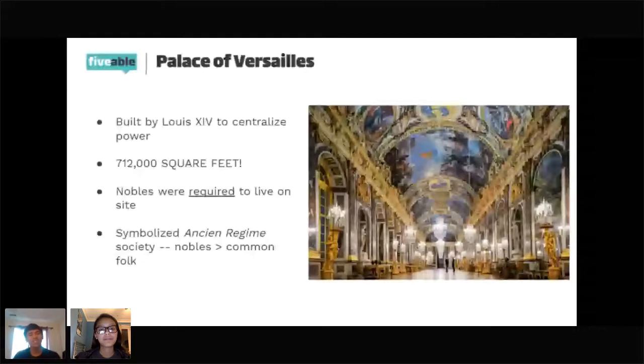But yeah, the Palace of Versailles is one of the most significant architectural structures in France. You may think of the Eiffel Tower nowadays, but this also demonstrated political authority. It was actually built by Louis XIV to centralize power. Back then, it's actually 712,000 square feet, so it's humongous.